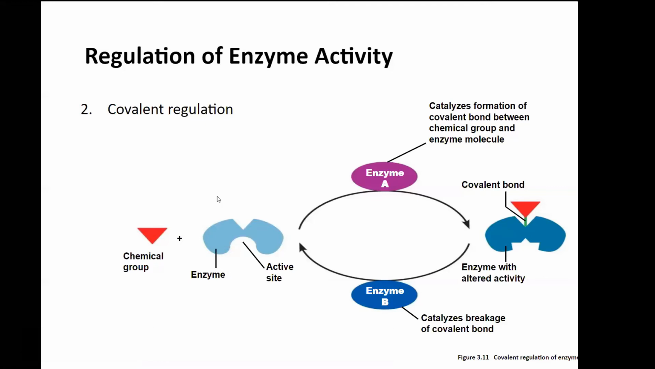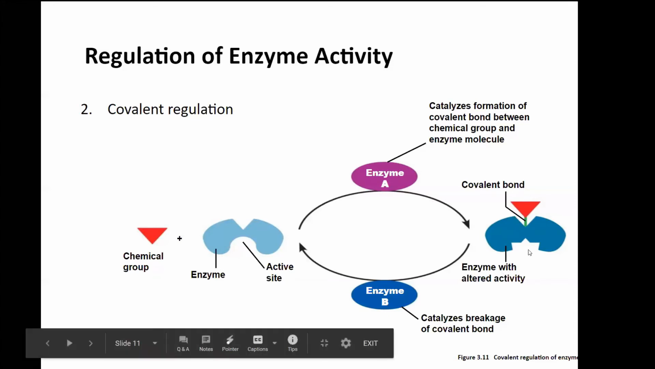So with our allosteric regulation, we had things just forming these temporary associations with our enzyme by the regulatory site. But in our covalent regulation, we're actually covalently bonding something onto the enzyme, which is a longer term change. So here we see in this image, we have enzyme A helping this chemical group to covalently bond onto our blue enzyme. And then in order to get this chemical group off, in order to return this original enzyme to its normal activity, we're going to need to use a third enzyme in order to break that bond.